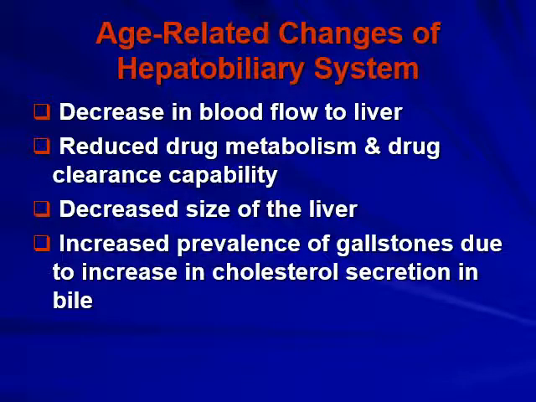Some age-related changes then of the hepatobiliary system. These are on page 1287 of your textbook. We see a decrease in blood flow to the liver. We know that elderly have a reduced drug metabolism and drug clearance capacity. So just as we closely look at the renal clearance and reduction in the kidneys, we certainly need to be looking always at the drug dosing for elderly, because most of the medications are either metabolized and excreted through the liver or the kidneys. Decreased size of the liver, we know that they do have an increased prevalence of gallstones and increased cholesterol secretion in the bile.